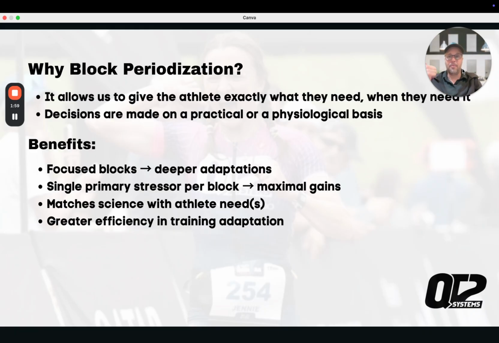The benefits are because of focus blocks, we can have deeper adaptations. We have single primary stressors per block, which maximizes gains. This matches the science with the athlete's needs, and we have greater efficiency in training adaptation. Essentially, what we are doing is avoiding the interference effect of training that can occur by trying to work on too many energy systems all at once when some energy systems in an athlete may not be necessary or may not be the lowest hanging fruit that we can accomplish.